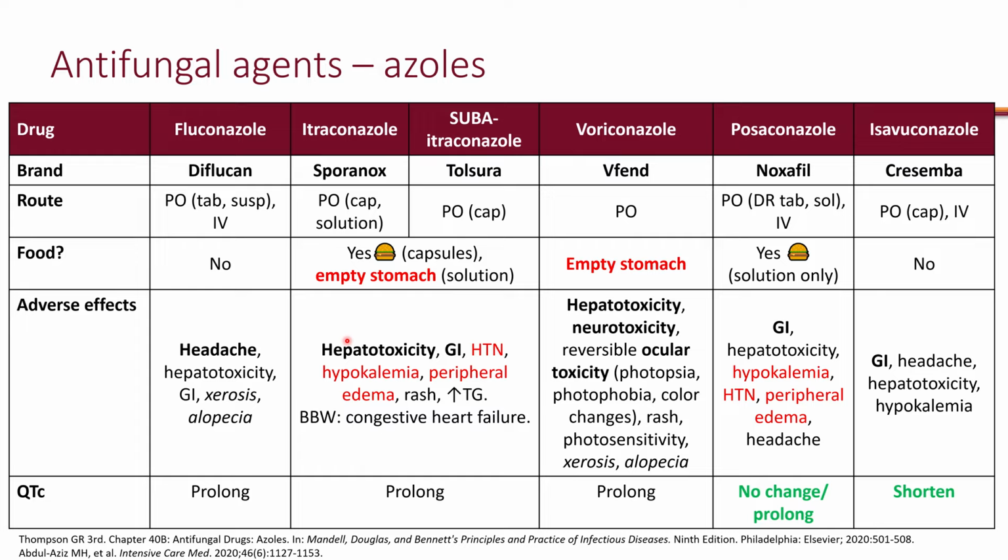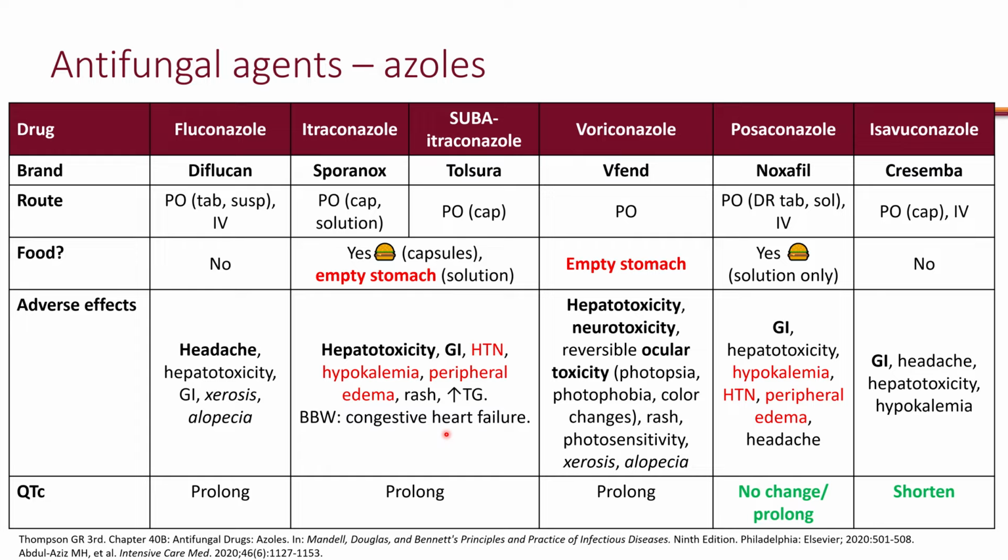Now, relative to fluconazole, there are more adverse effects with itraconazole. So hepatotoxicity is still there, so perhaps increased AST, ALT, and some GI effects. But itraconazole is also associated with hypertension and hypokalemia. So the potassium levels should be monitored, and some patients may need to be on potassium supplementation to manage this hypokalemia. It can also lead to peripheral edema. So those are important to monitor. And of course, it's important if the patient also has heart failure. It's not a contraindication, but it's important to monitor the patient closely.